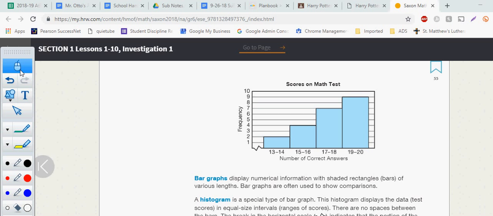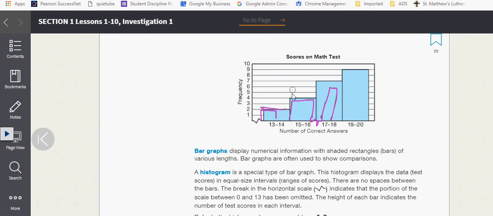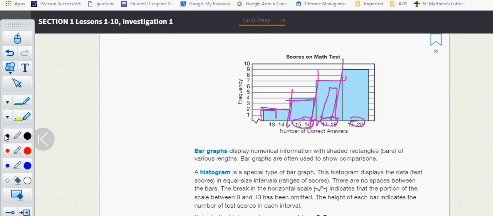A histogram is what we're looking at as a special type of bar graph. It displays the data in equal size intervals, no spaces between bars. So bar graph, oftentimes, I guess the big difference is you'll put a bar here, and then you'll break, and you'll put a bar here, and you'll break. So there's these spaces in between. And histograms, they put them right up next to each other, and we make equal spaces so that this is equal to this is equal to this. They're all only 2 apart.